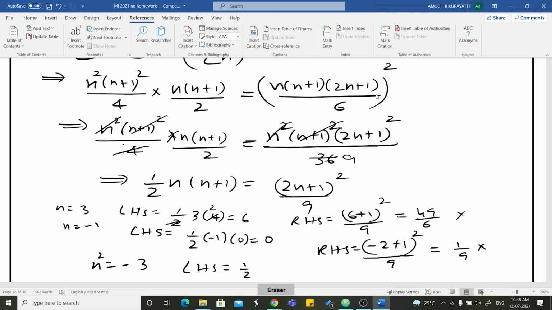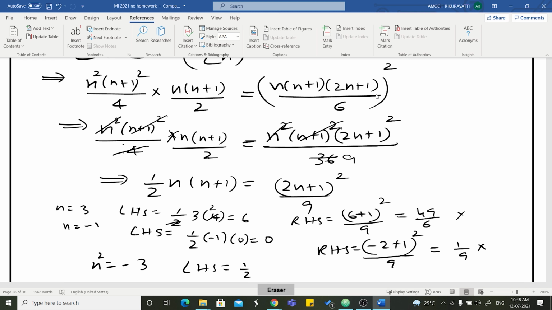So take n is equal to 1. LHS: 1 by 2 into 1 into 1 plus 1, 2. 2 and 2 cancel, 1. Then RHS: n value 1. 1 plus 2 into 1, 2 plus 1 whole power 2 by 9. 3 square is 9 by 9, that is 1. So LHS is equal to RHS. Which one is the right option? Option D is the right option.